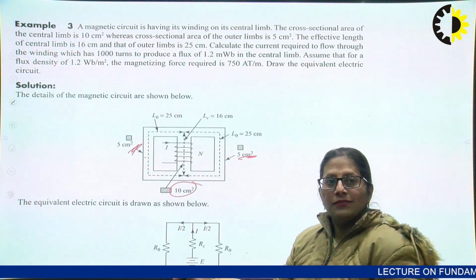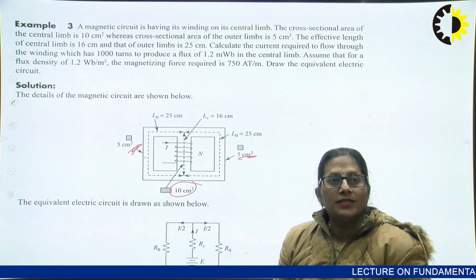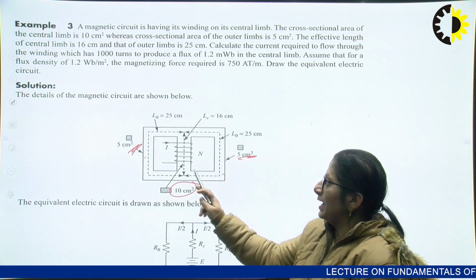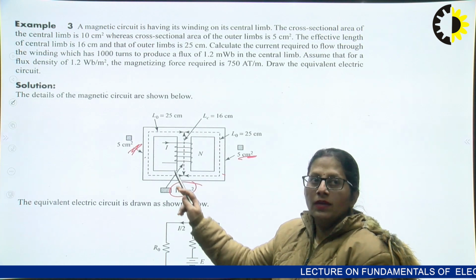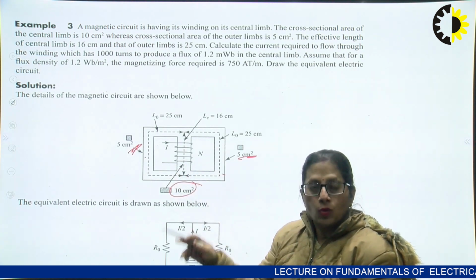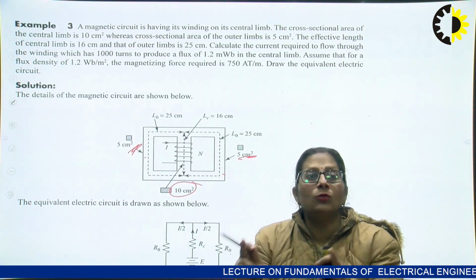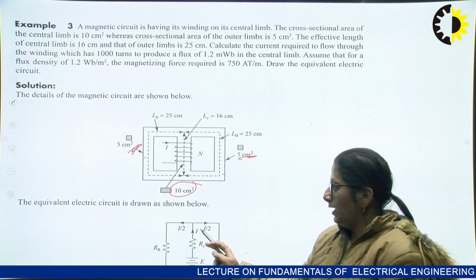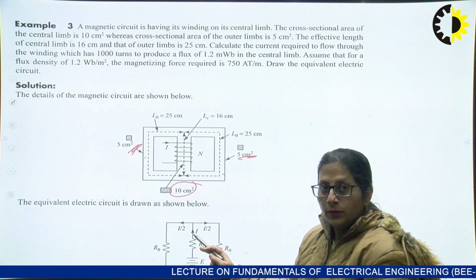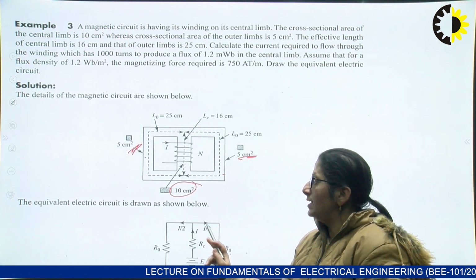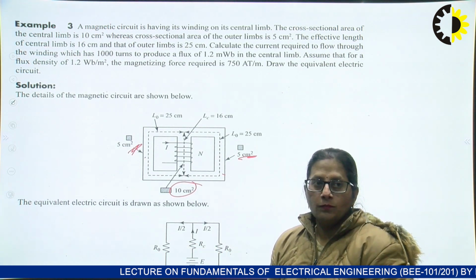Why are both being written as R0? Because all the parameters are the same. The length is the same, the mu r is the same, the cross-section area is the same. So it is having the same reluctance, and the fluxes are going to divide equally. So the total current, if it is I in the electrical equivalent, is going to divide as I by 2 and I by 2.